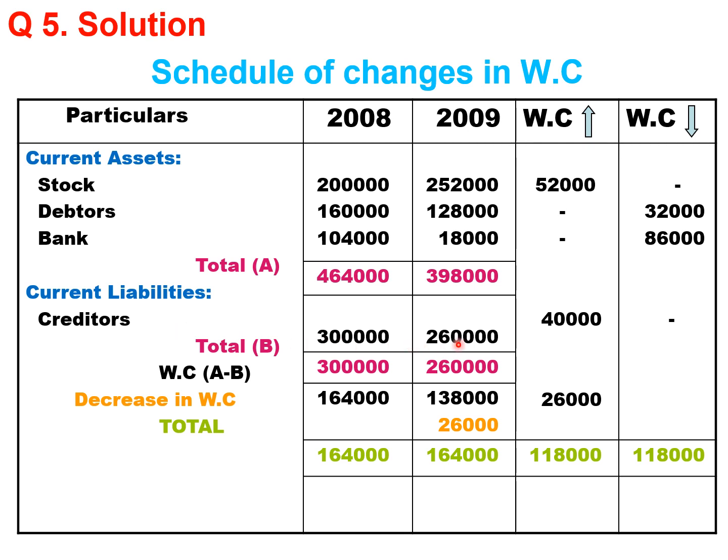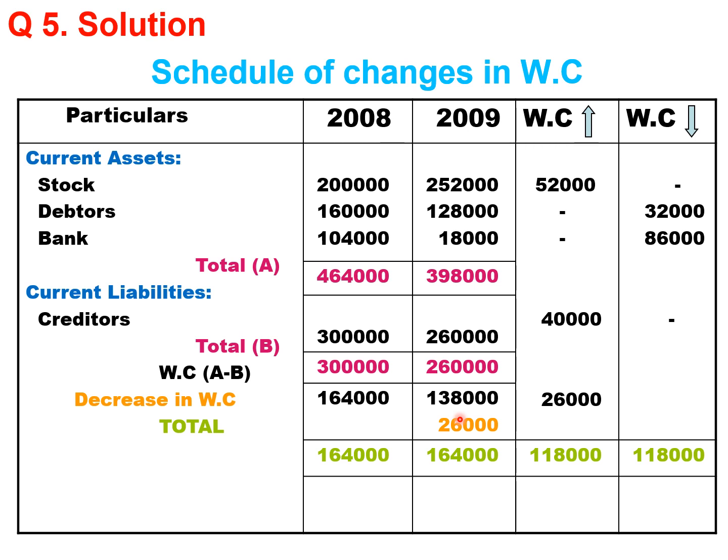Last year 3 lakh, current year 2,60,000. There is a decrease in creditor of 40,000, so decrease in creditor will result in increase in working capital. Therefore total current liabilities of last year 3 lakh and current year 2,60,000. Current assets minus current liability, we get working capital, A minus B: 1,64,000 last year, and current year 1,38,000.